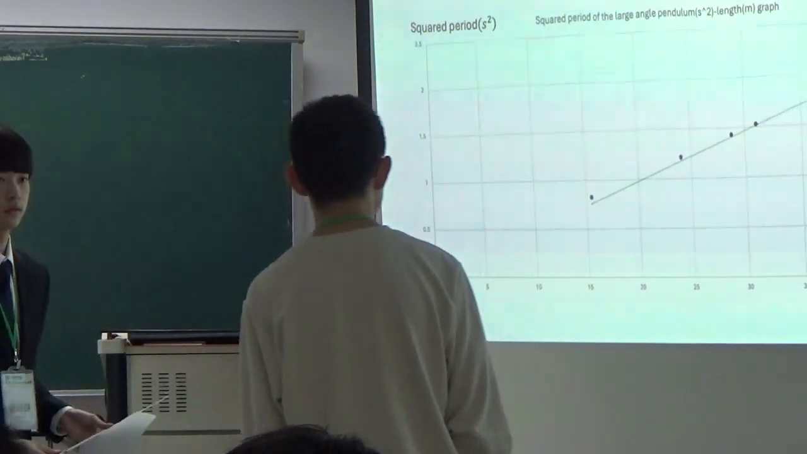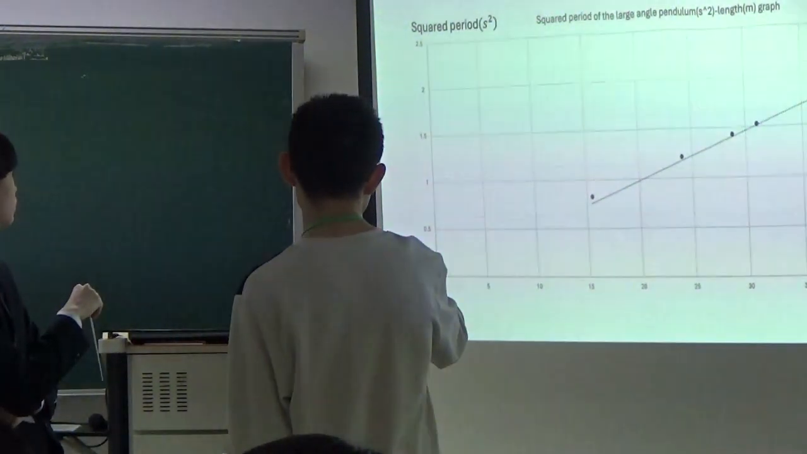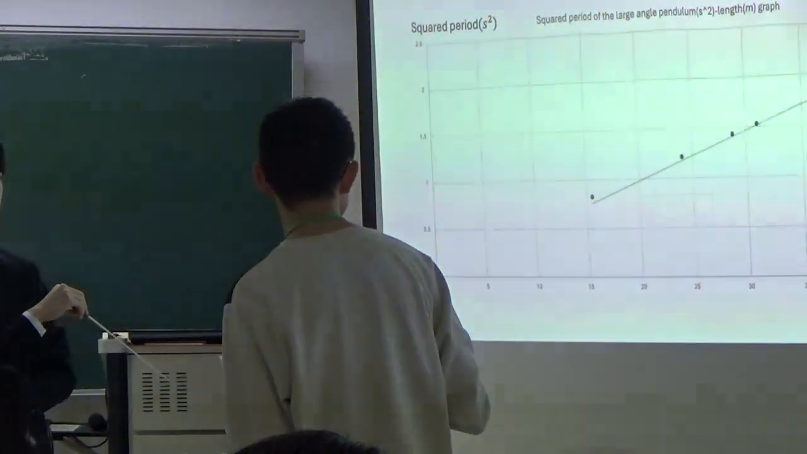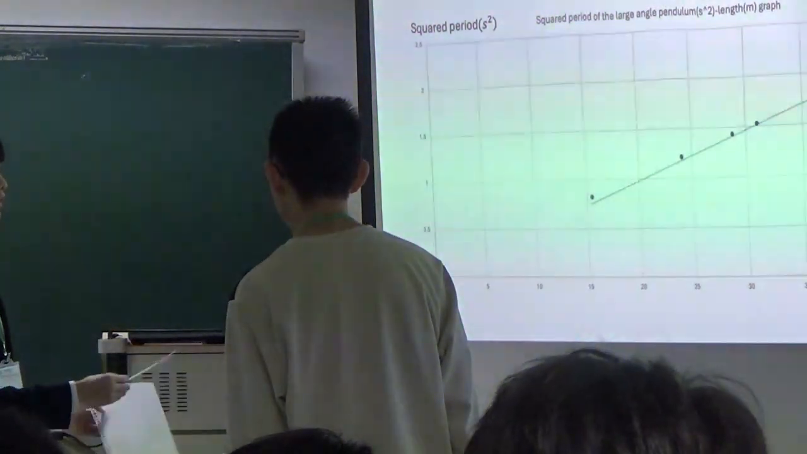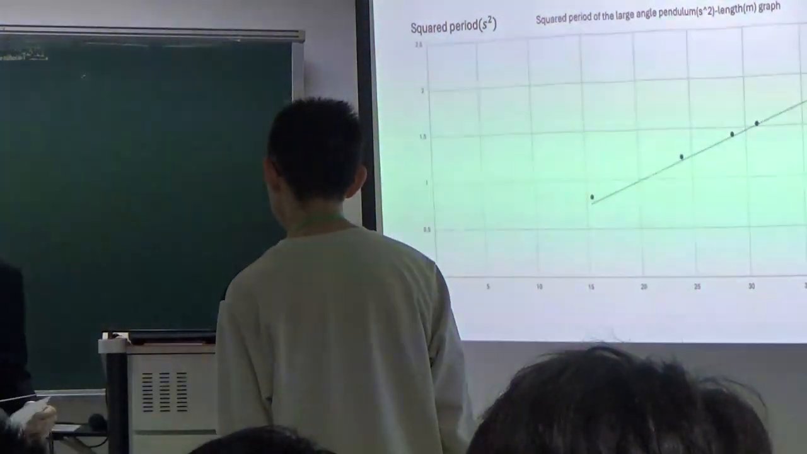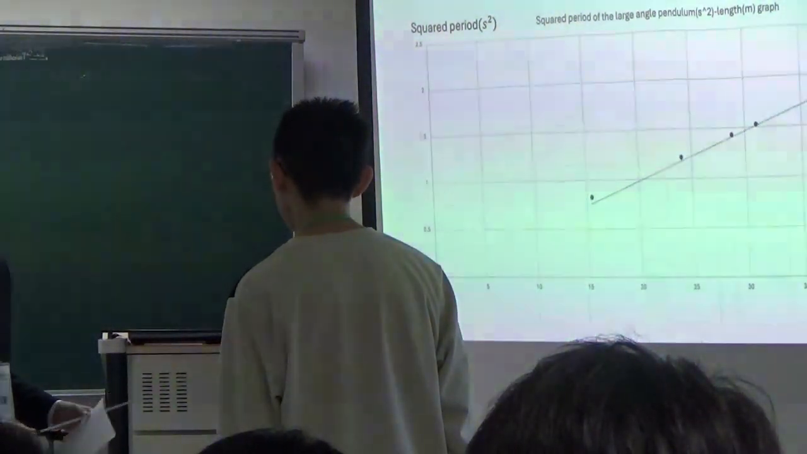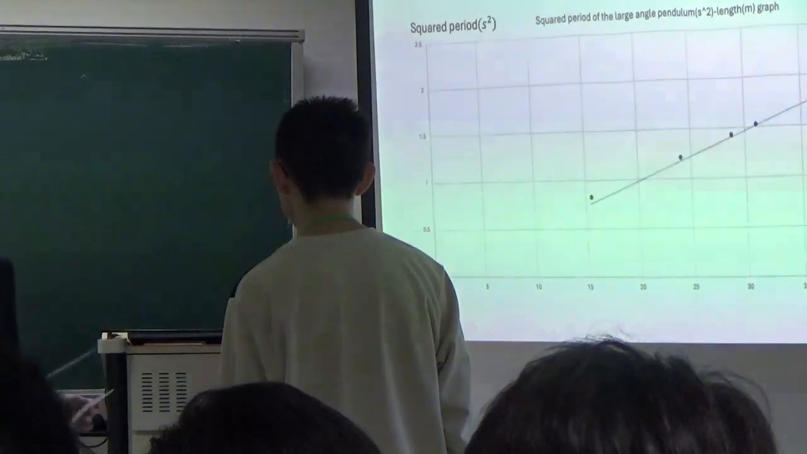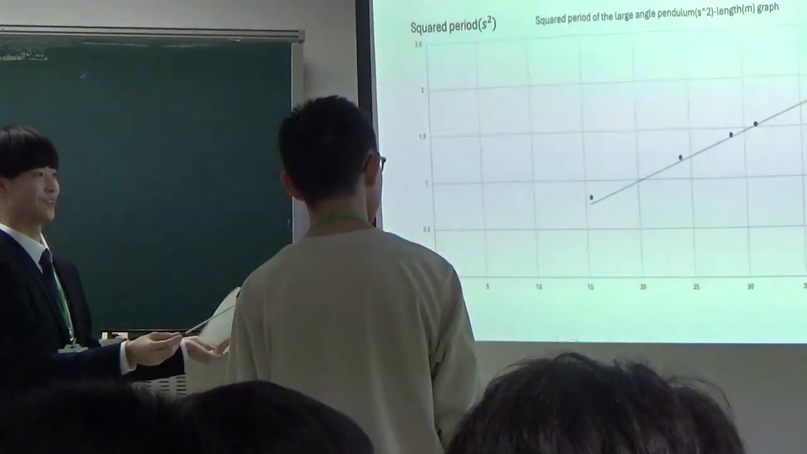Yes. So why is the y-axis squared? Because then I can discover a linear correlation. In the theory, if we use the small angle approximation, we may get a linear correlation. Though this is not a small angle, I still use this.